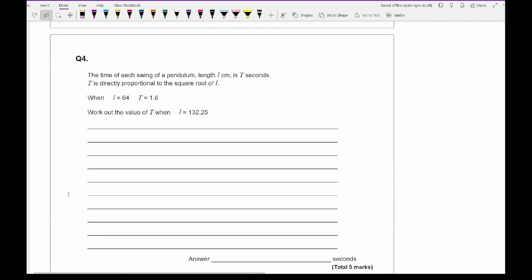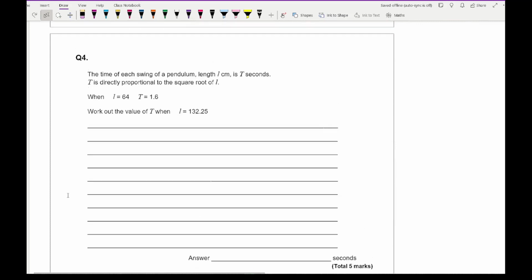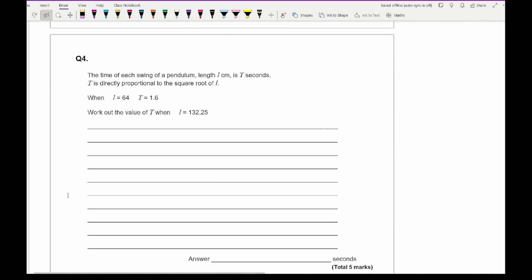Moving on to question 4, it says the time of each swing of a pendulum, length L centimeters, is T seconds. T is directly proportional to the square root of L. When L is 64, T is 1.6. Work out the value of T when L is 132.25. So looking at this, what we're going to do is write this using math notation.